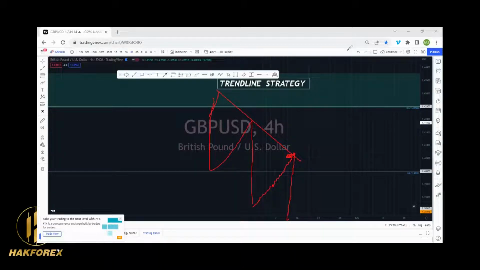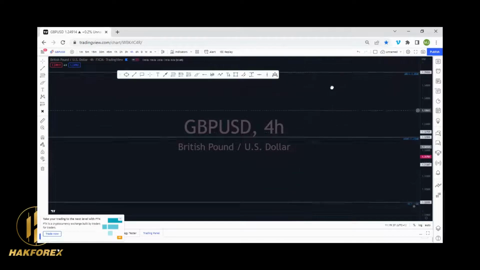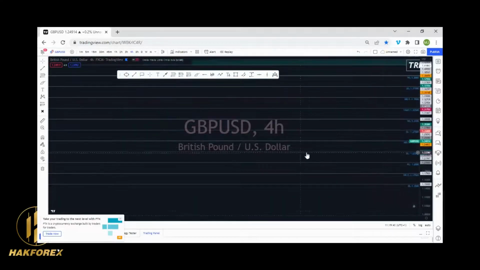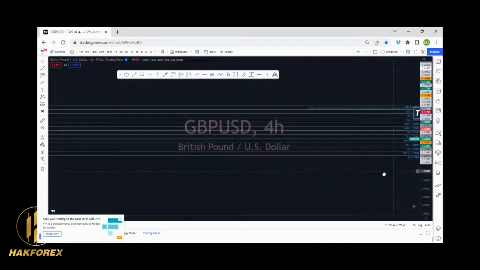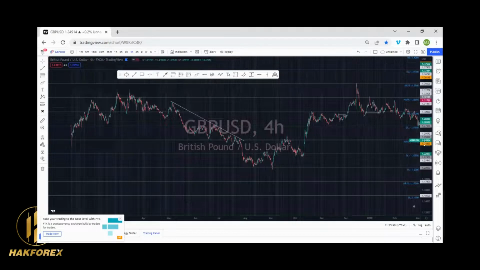Okay, so bear with me, guys. Let's jump into the chart and look for examples of our trend line strategy. I'm going to show you guys some trades that we have taken based on the trend line strategy, so you can see this trend line strategy is really working, guys. Okay, so look at this example here, one of the examples that we have.